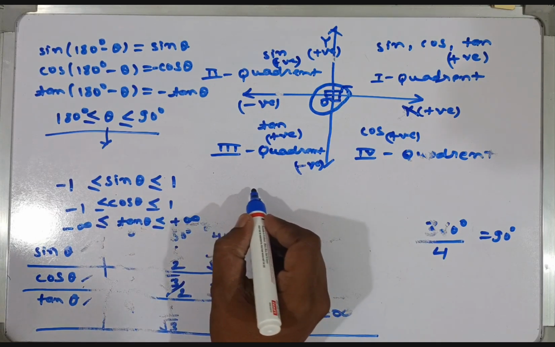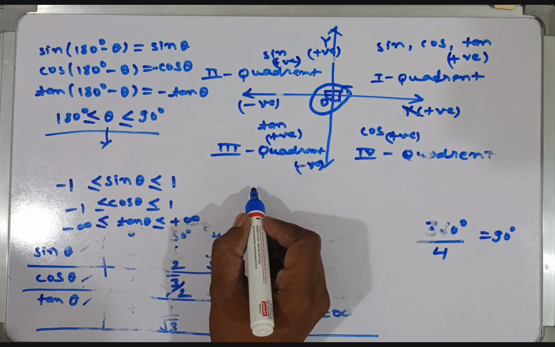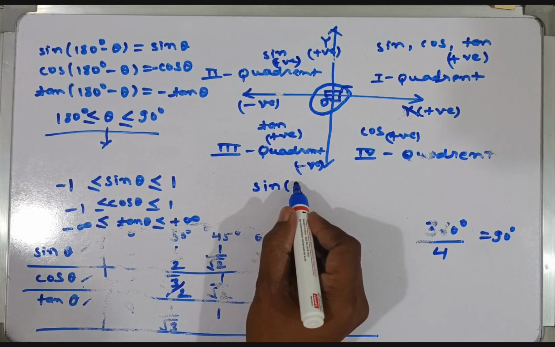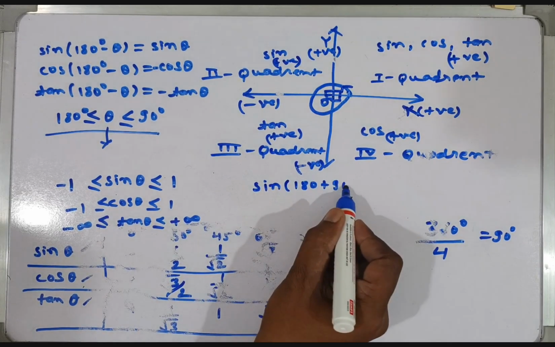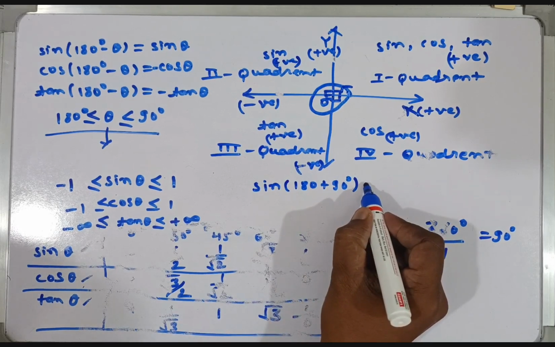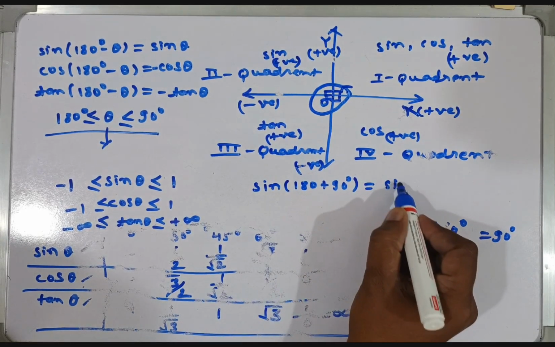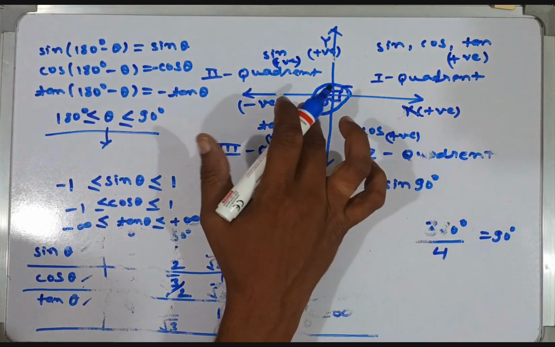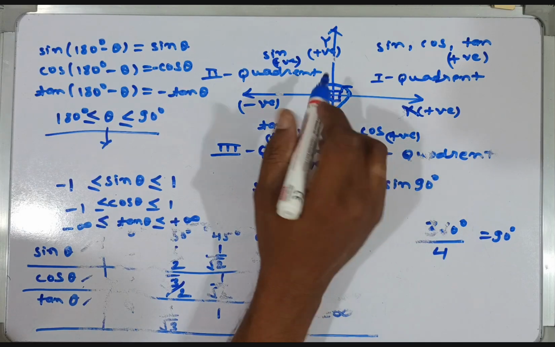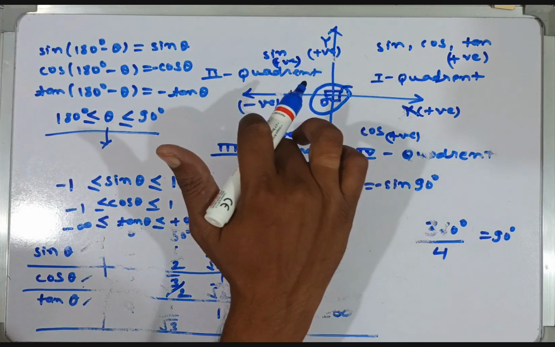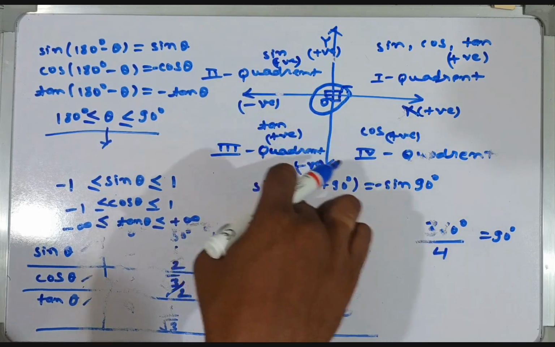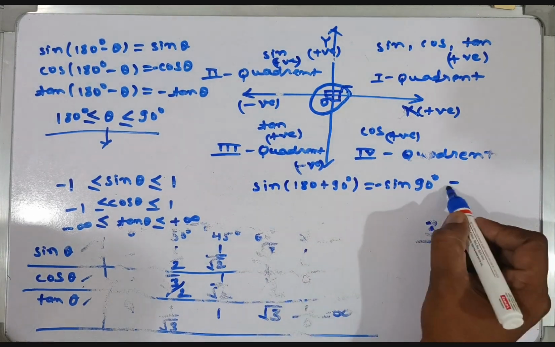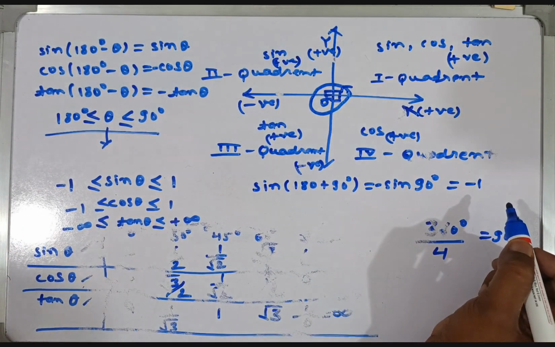Suppose we ask what will be the value of sine of 180 plus 90 degree. Here sine will come with a negative sign, because this is the quadrant for positive tan, but sine is negative in this quadrant, so we put a negative sign, and this value is -1.